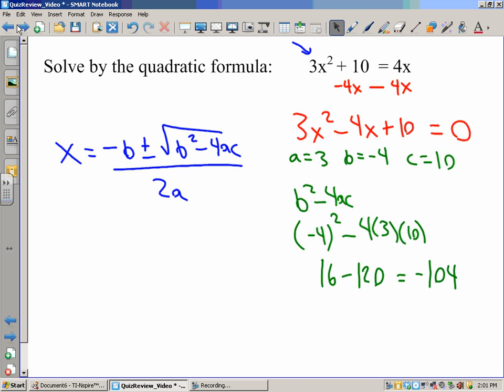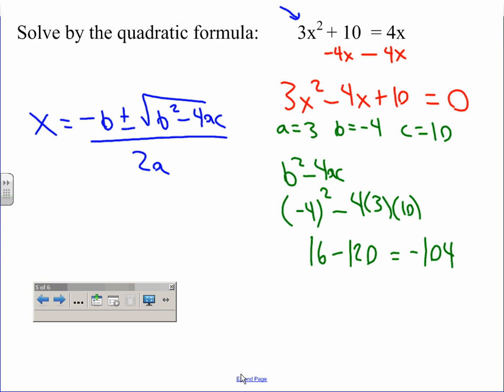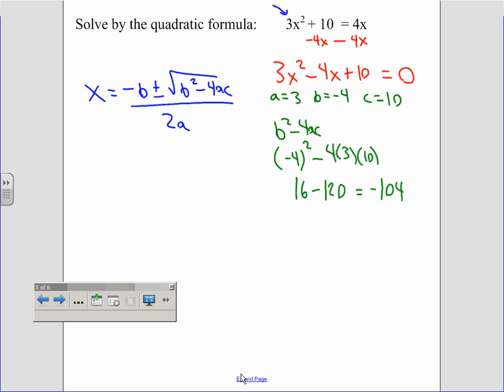All right, that's good. Now what we can do is we can take that and substitute into the quadratic formula. So x equals the opposite of b, opposite of -4 is +4, plus or minus the square root of -104 divided by 2a, so 2 times 3. And we're almost done. All we have to do is simplify, do a little bit of math.